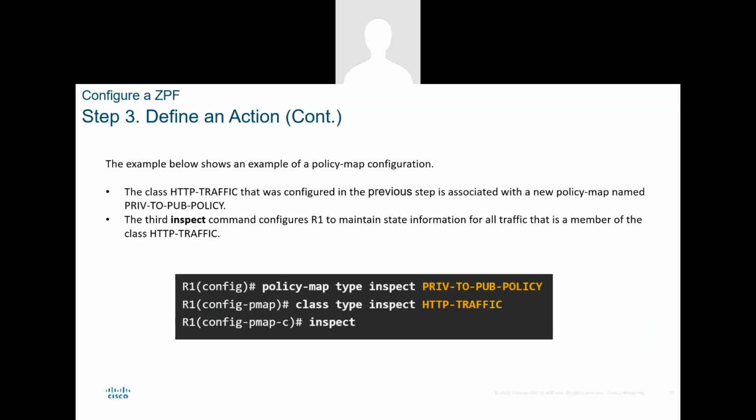We next look at the class HTTP-traffic. This associates this policy map with the HTTP traffic class map, something that was defined earlier. This ensures that only HTTP, HTTPS, and DNS traffic are affected by the policy.